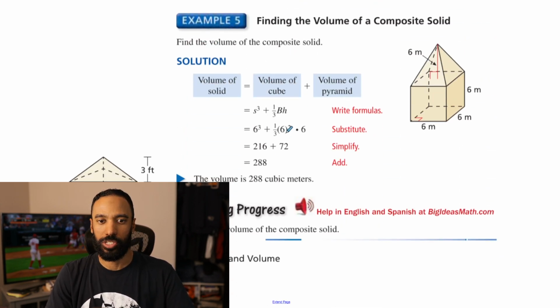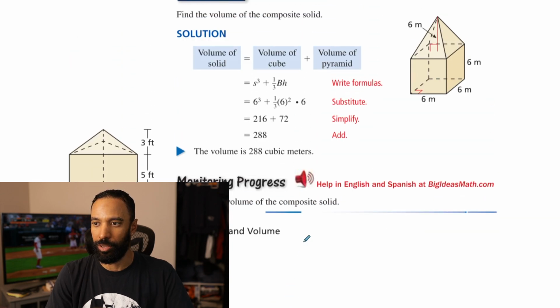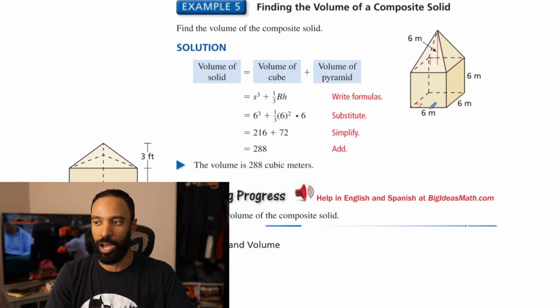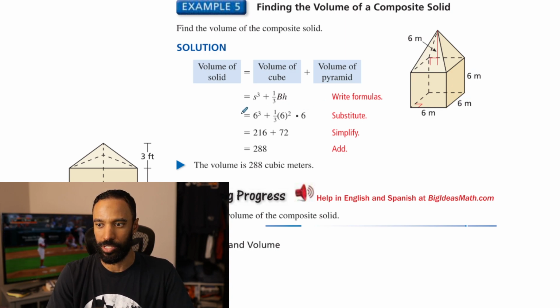Find the volume of a composite solid. There's no change in what we did from finding volumes before. The difference is now they're adding pyramids into the fold. So I have a cube on bottom. 6 cubed is 216. That's how volume of cube works.